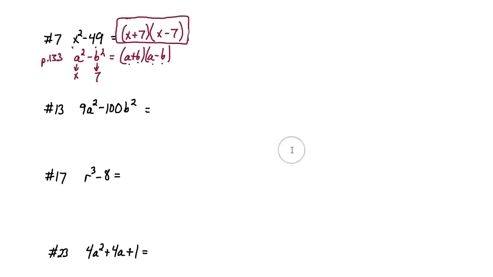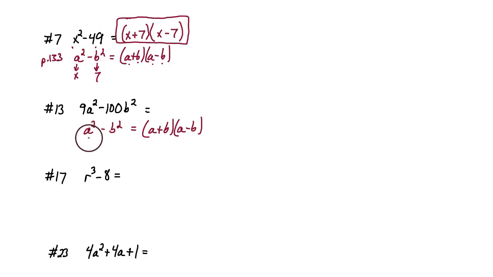Number 13, step 1, look for a greatest common factor. There is no number other than 1 which divides into 9 or 100, and the variables are not in common either, so there is no GCF. Now let's look to see if this fits a special pattern, and it does. This one also fits the pattern a squared minus b squared equals a plus b times a minus b.